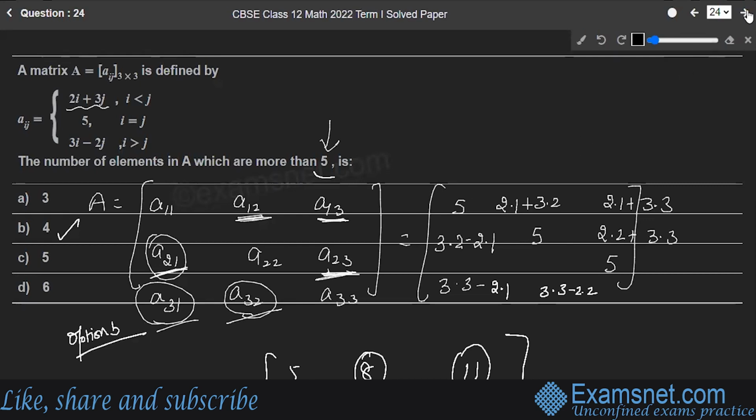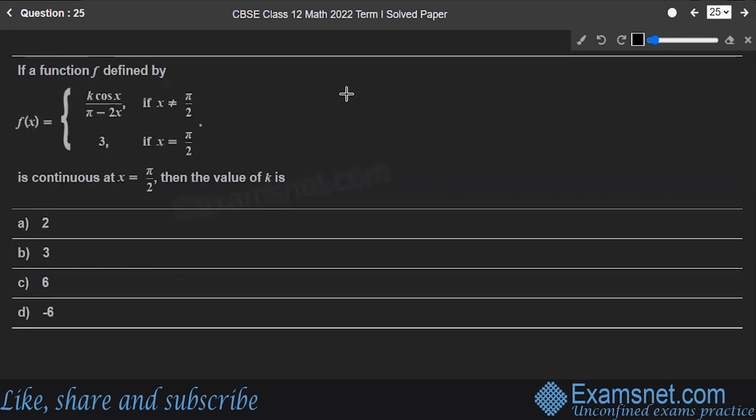Let's move to the next question, number 25. It says a function f is defined by fx, given by this function if x is not equal to pi by 2, and it is equal to 3 if x is equal to pi by 2. This is continuous at x is equal to pi by 2. Then what is the value of k?